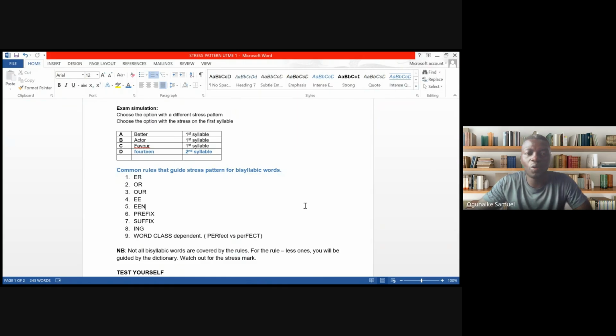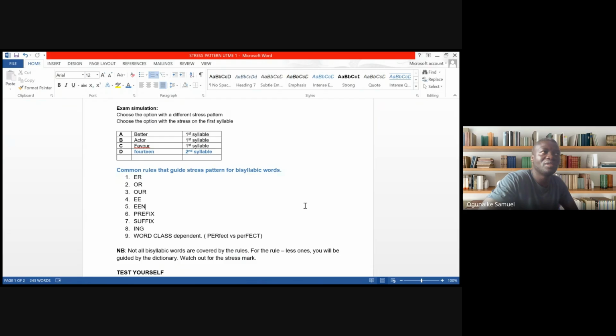All right. So we also don't stress suffixes. Joyful. You're not going to stress the full. Joyful, joyful. The full is going to be lower. All right, she's joyful. So you're not going to stress the full. So that's a suffix.